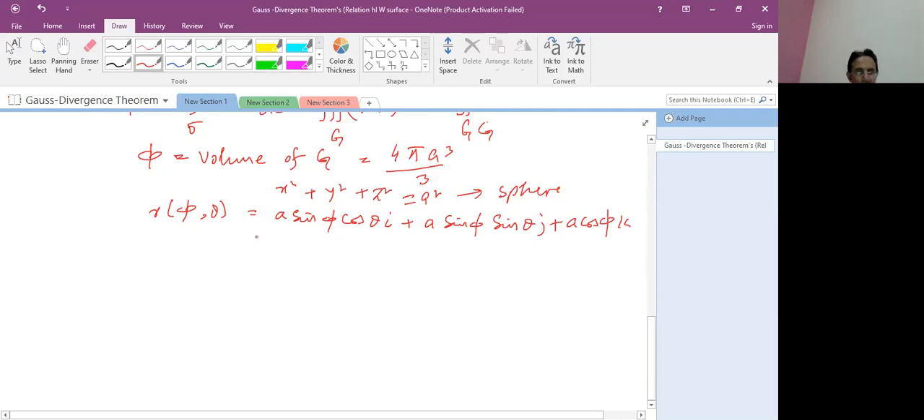And phi is 0 to pi, and theta is 0 to 2 pi. So the limit of phi is 0 to pi, and the limit of theta is 0 to 2 pi.